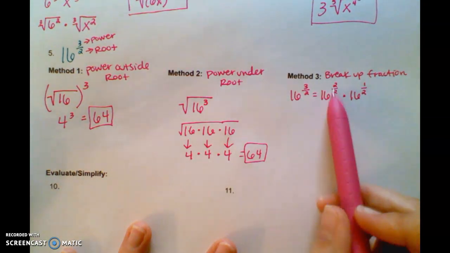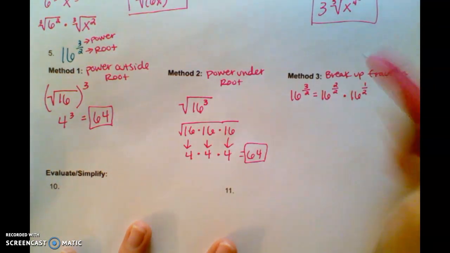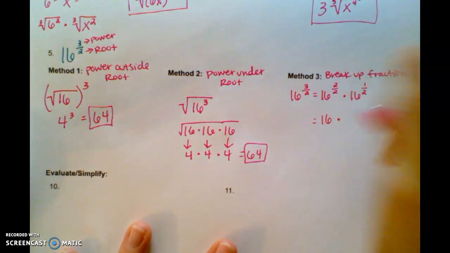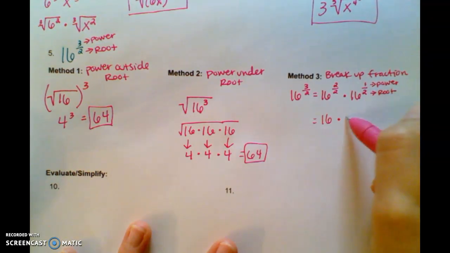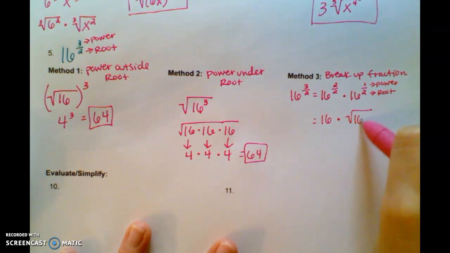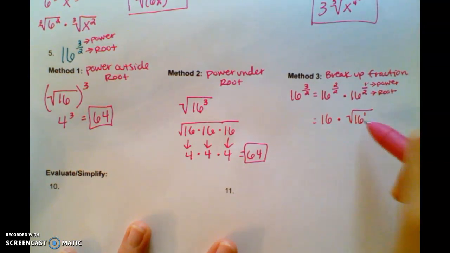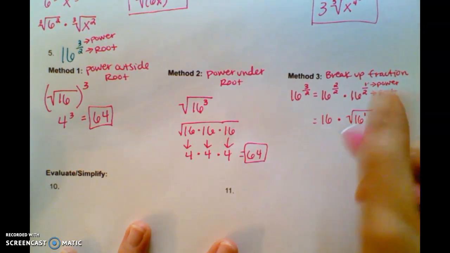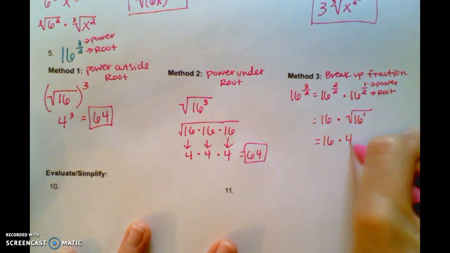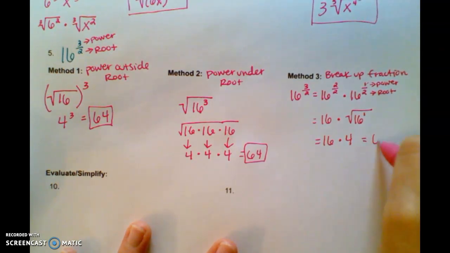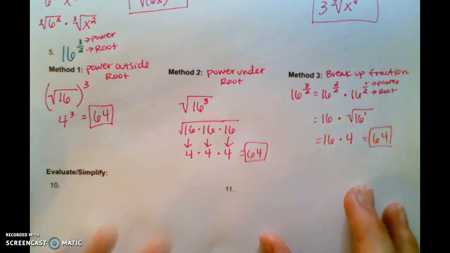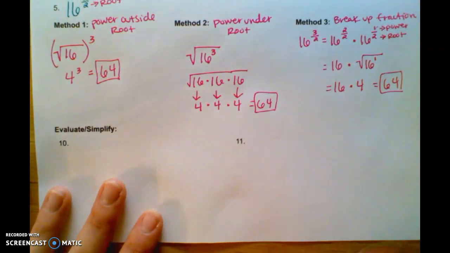Well, 16 to the 2 over 2 is 16 to the 1, so that's 16. And 16 to the 1/2, 1 is the power, 2 is the root, so that's going to be a square root of 16 to the first power, which is just 16. Well, the square root of 16 is 4, so we have 16 times 4, which is 64. So those are some different ways to approach it. So now let's actually do some problems.